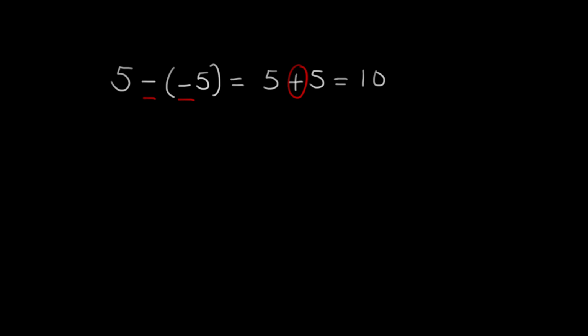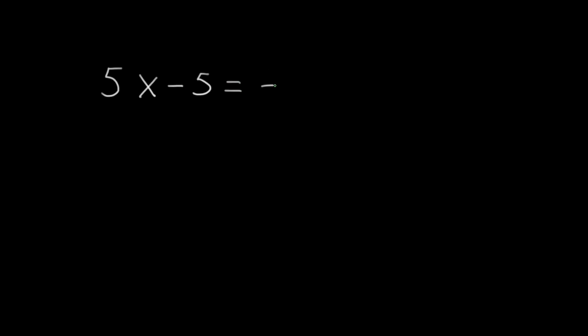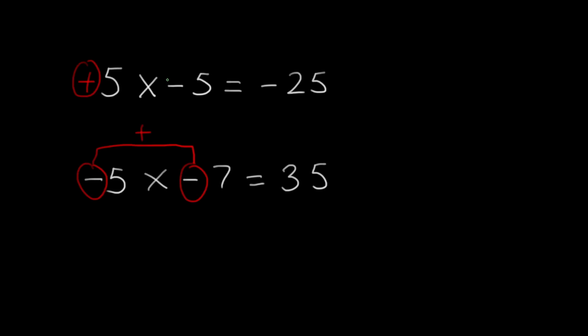Now let's try multiplication. 5 times negative 5 is negative 25. If you have two negative numbers, the negative signs will cancel and you'll end up with a positive answer. If you have one positive and one negative number, you'll end up with a negative answer.